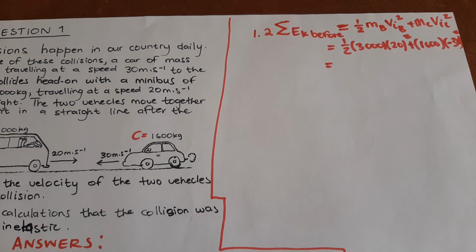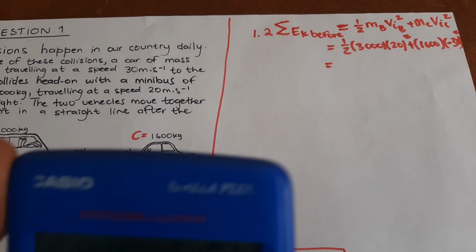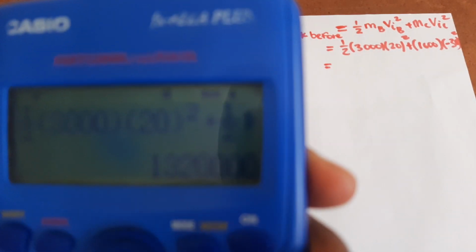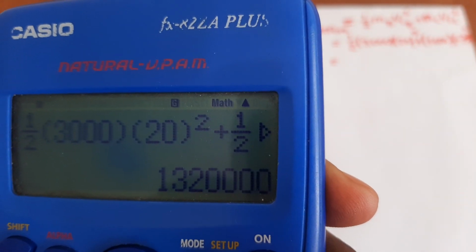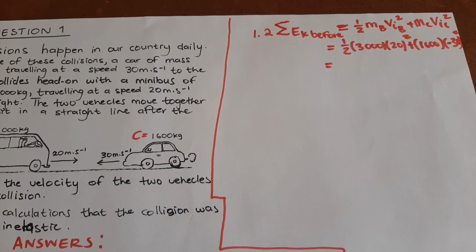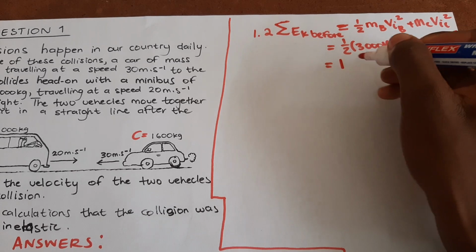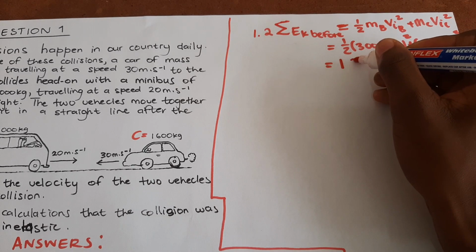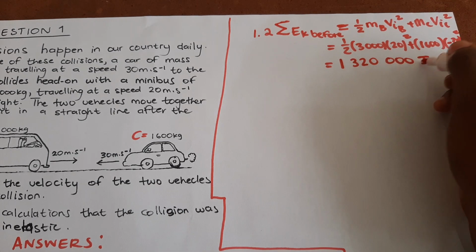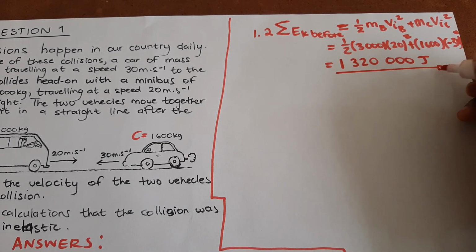Let me recheck. That's it. Okay, that's the answer. The answer is 1,320,000 joules. Okay, we're calculating the energy. This is the kinetic energy before the collision.